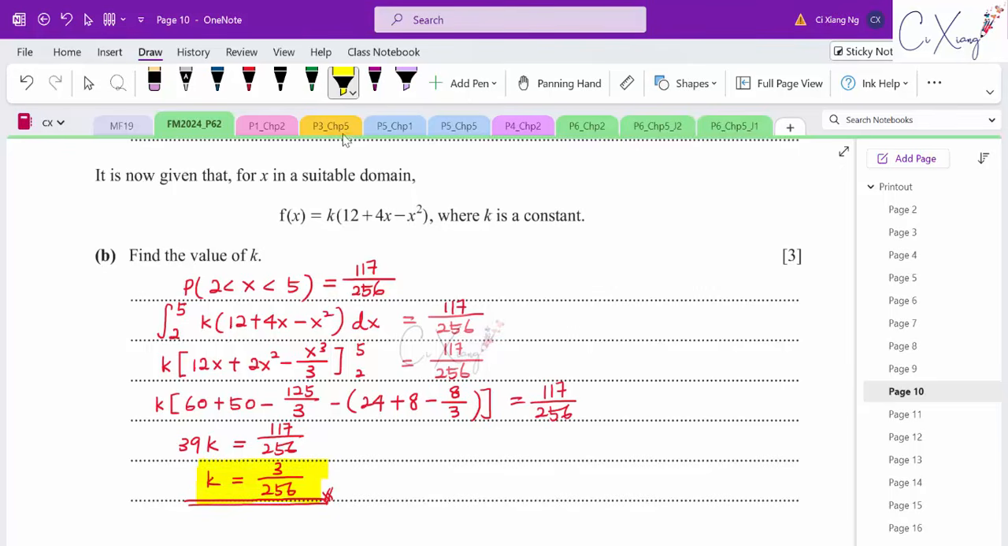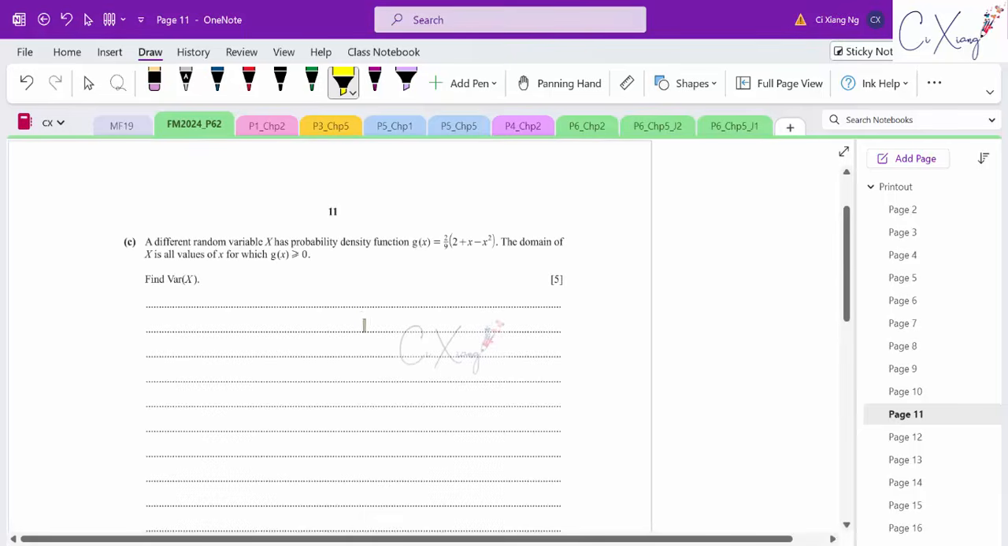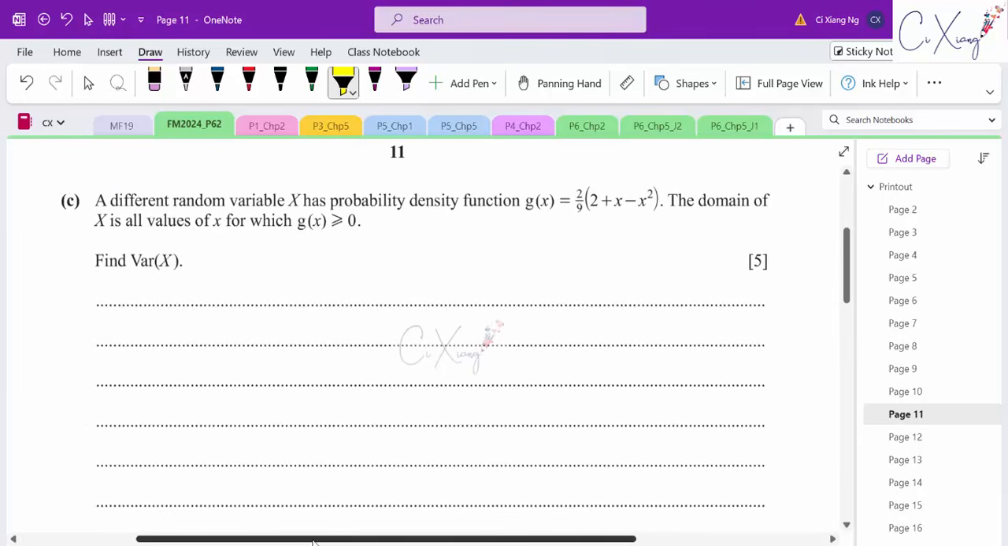Okay, so this is how we get a value for k. Let's proceed to part 3, part C. In part C, they give us another, different random variable x with this probability density function g. g(x) equals 2 over 9 times (2 plus x minus x squared). The domain of x is all the values of x for which g(x) is greater than or equal to 0.